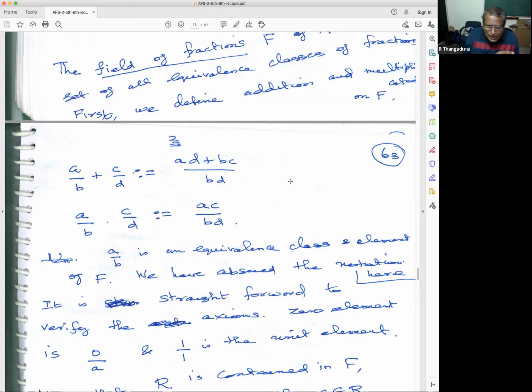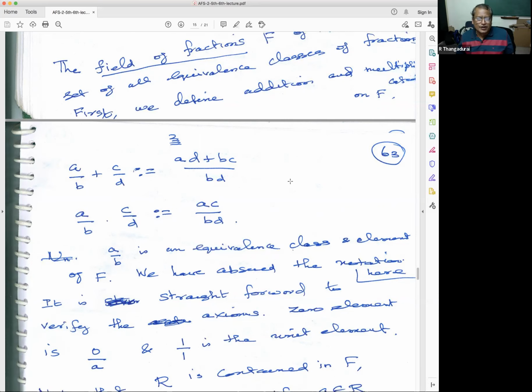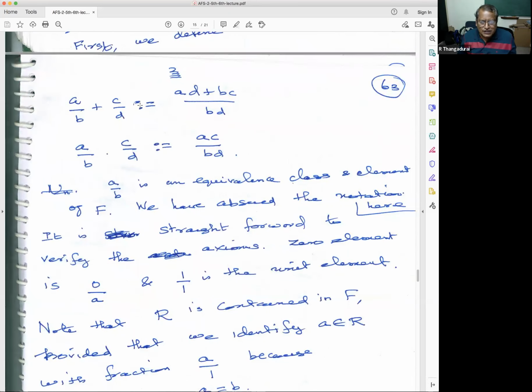You see, when A by B is defined, it means B is non-zero, D is non-zero. Therefore, B times D is non-zero. Why? Because it is an integral domain. Therefore the fraction is well defined: (AD plus BC) by BD. It's a fraction, and whatever we put below should be non-zero. This is the way we are defining addition.